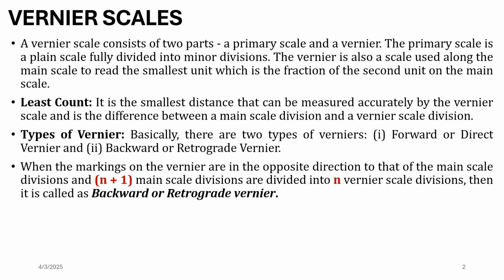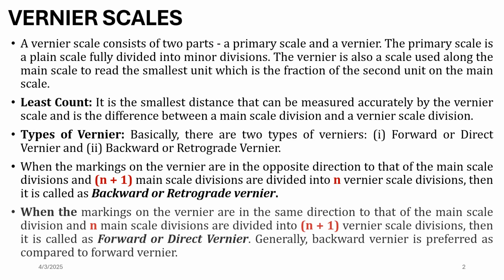When the markings on the vernier are in the opposite direction to that of the main scale divisions and n plus 1 main scale divisions are divided into n vernier scale divisions, then it is called backward or retrograde vernier. When the markings on the vernier are in the same direction to that of the main scale divisions and n main scale divisions are divided into n plus 1 vernier scale divisions, then it is called forward or direct vernier. Generally, backward vernier is preferred as compared to forward vernier.